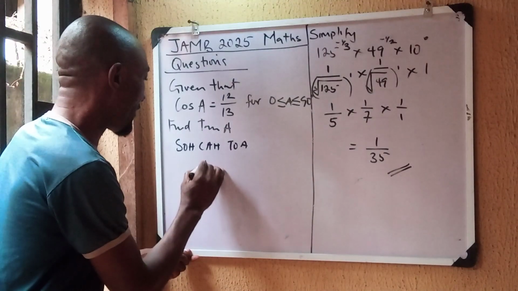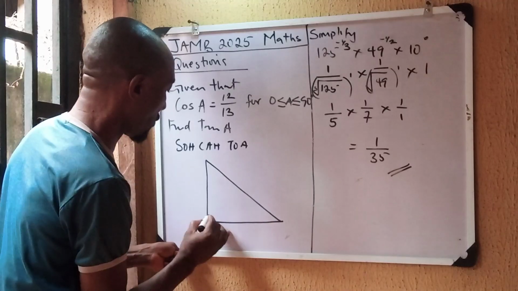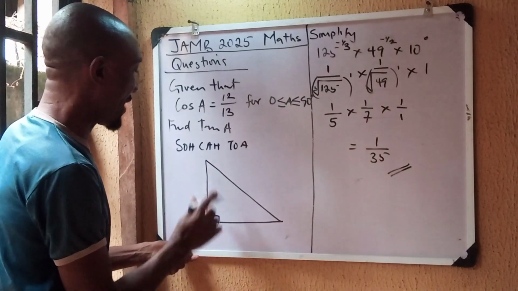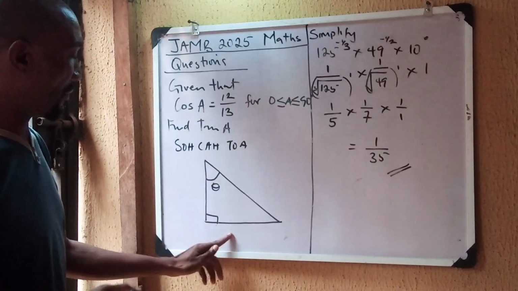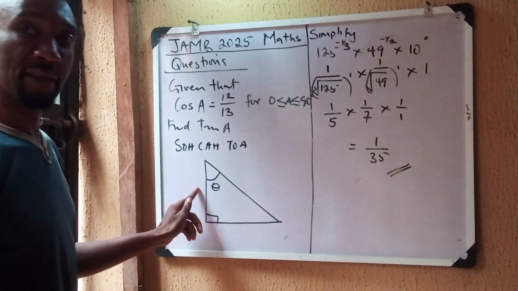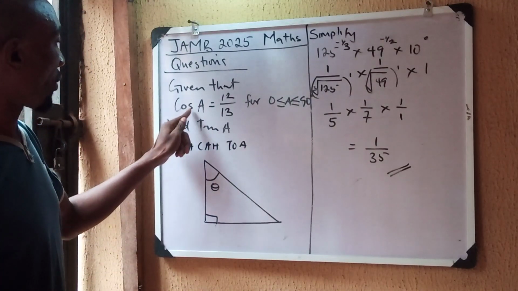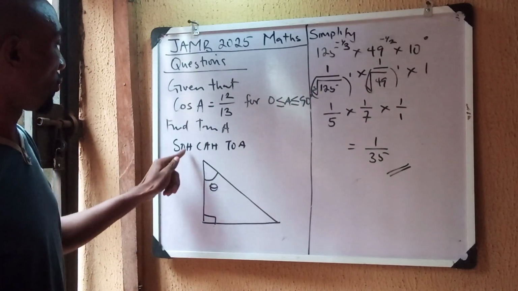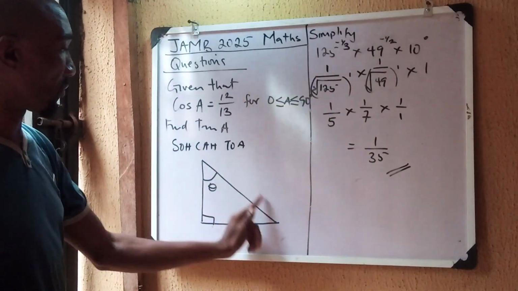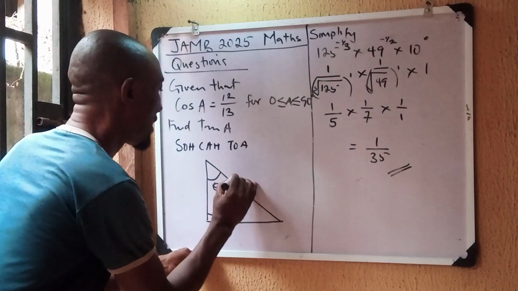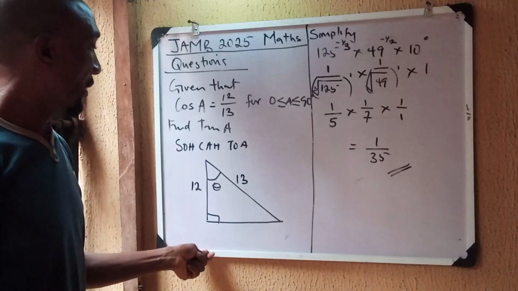So if we use a right angle triangle to illustrate this, and I insert my theta here, it implies that here becomes my opposite, here becomes my adjacent, and here becomes my hypotenuse. We're told that cos theta, which is adjacent over hypotenuse, means adjacent here is 12, and your hypotenuse is 13. So I can write 13 here because it's my hypotenuse, and 12 here because it is the adjacent.